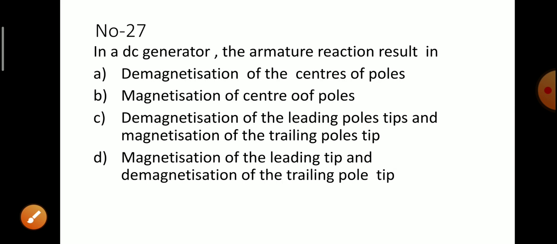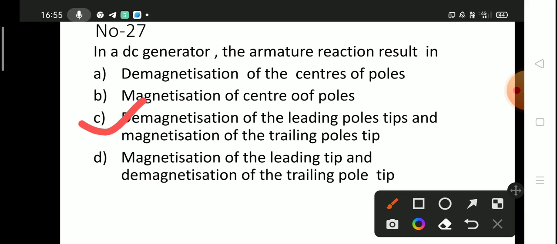Question number 27. In a DC generator, the armature reaction results in: A. Demagnetization of the center of pole, B. Magnetization of the center of pole, C. Demagnetization of the leading pole tip and magnetization of the trailing pole tip, and D. Magnetization of the leading pole tip and demagnetization of the trailing pole tip. And the right answer is C.